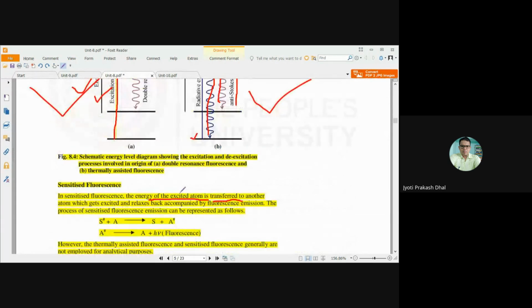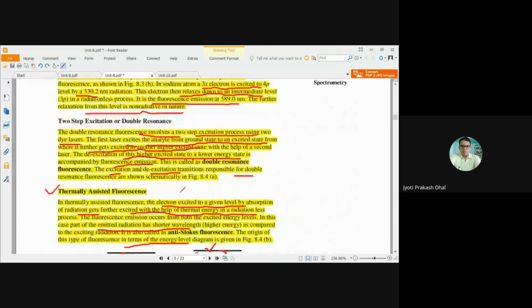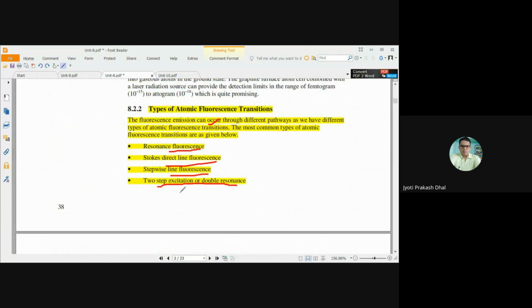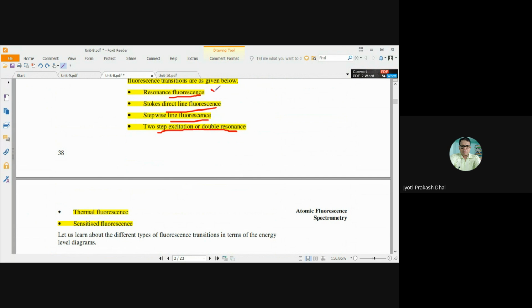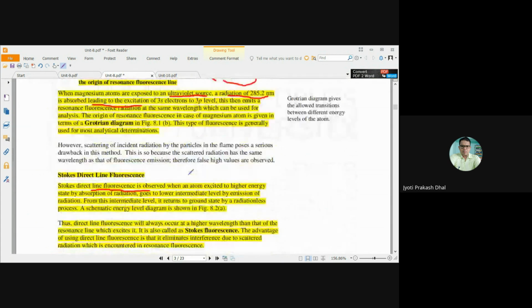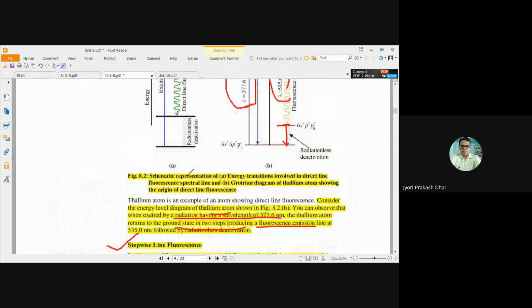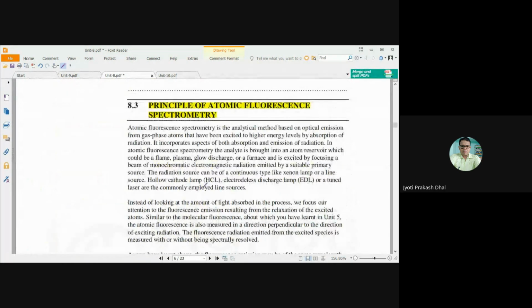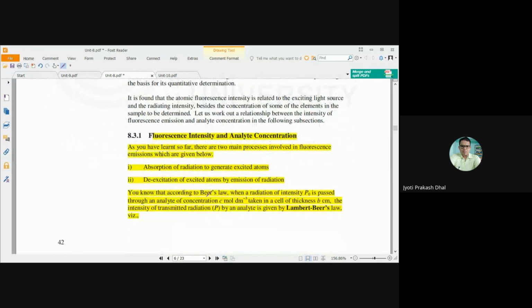So these are the different types of atomic fluorescence processes. Here we have discussed in detail resonance fluorescence, Stokes direct line fluorescence, stepwise line fluorescence, two-step excitation or double resonance, thermal fluorescence, and sensitized fluorescence. These are very simple, and they are already discussed in the figure. Now coming to the next topic, the principle of atomic fluorescence spectrometry. Here we will discuss the principle.